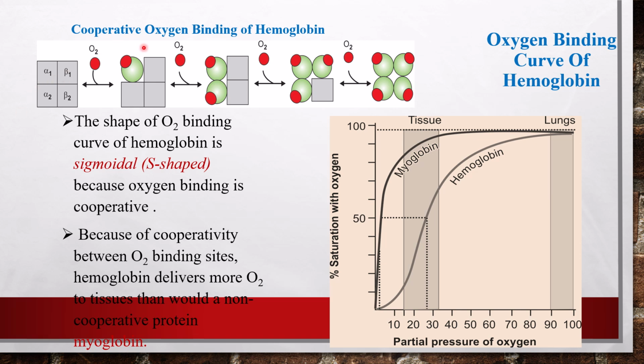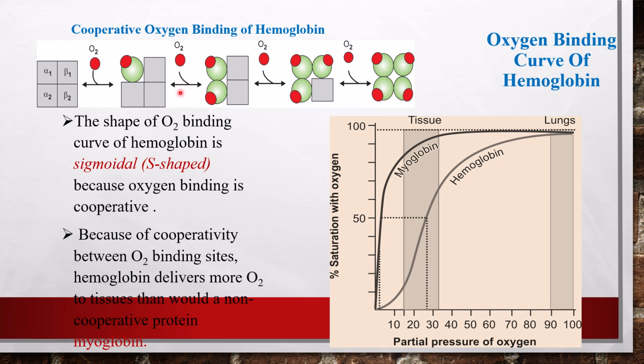The cooperative binding of oxygen to hemoglobin. As I have already told you, once one oxygen binds to the heme of any of these four globin chains, it leads to a conformational change which converts it from the taut form to the relaxed form, and that makes the binding of all the remaining three oxygen molecules easy.